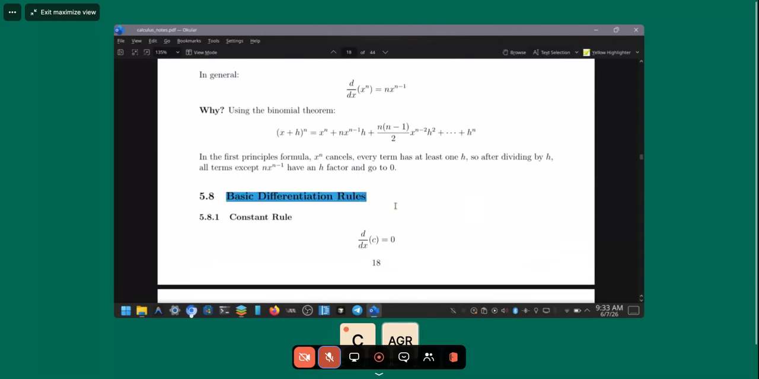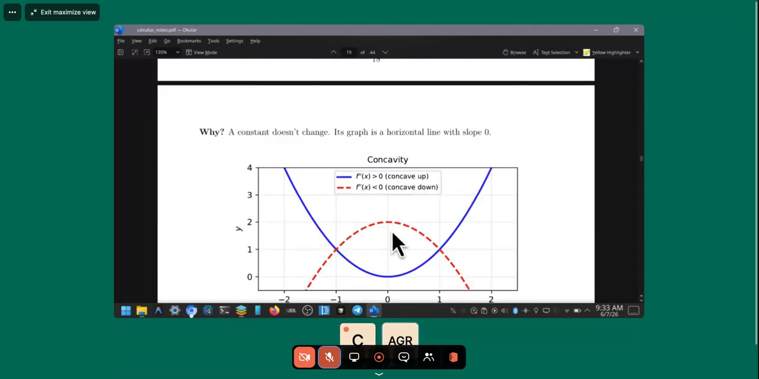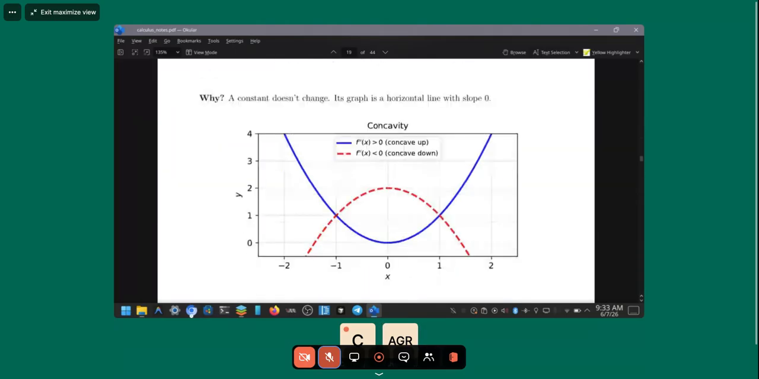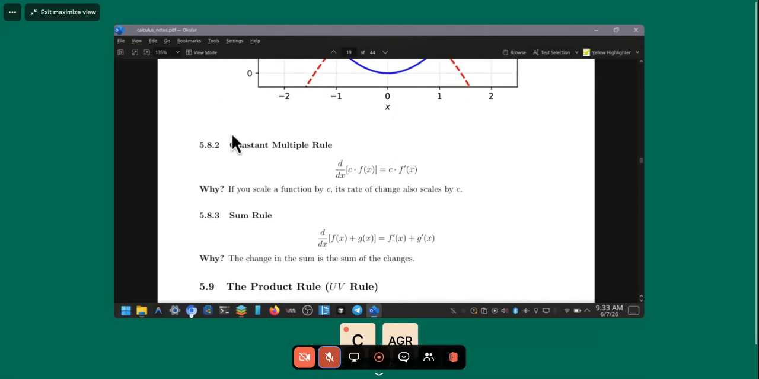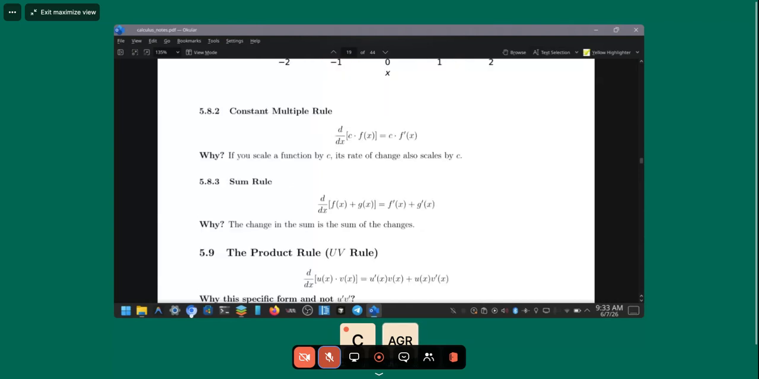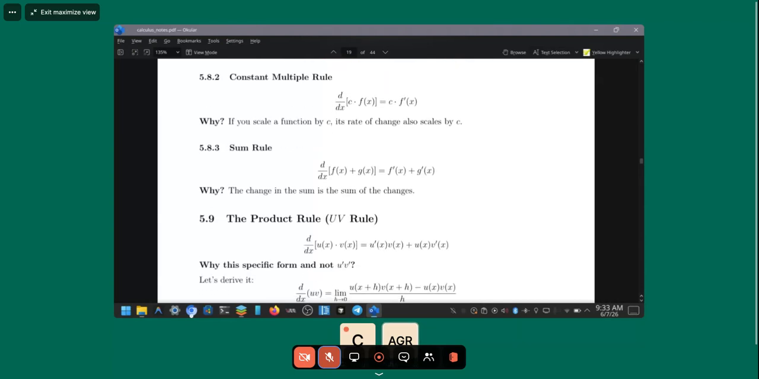The basic differentiation rule is the constant rule. When a constant is differentiated, it tends to 0. The constant doesn't change. Its graph is a horizontal line with zero slope, like this here. Constant multiple rule: when it's with a multiple, the constant remains, but the function is differentiated, c times f dash of x. Sum rule is f dash of x plus g dash of x. Product rule is the UV rule: u dash of x, v of x plus u of x, v dash of x.